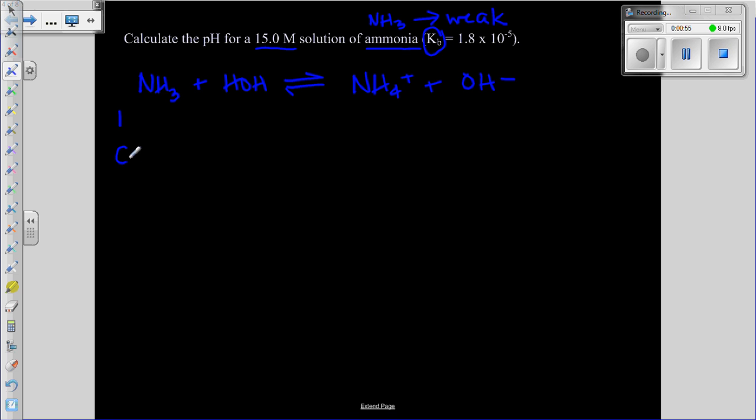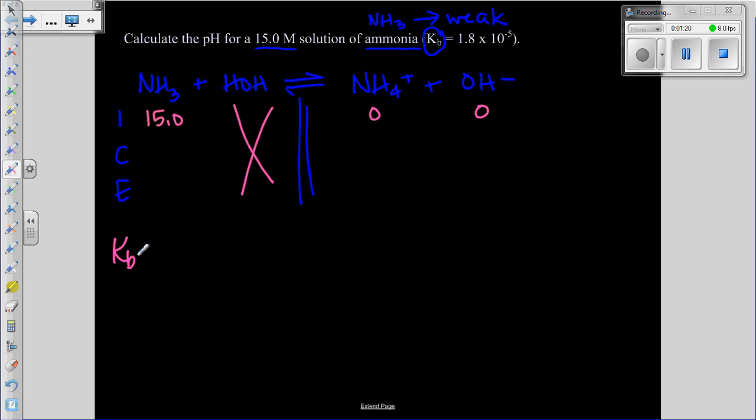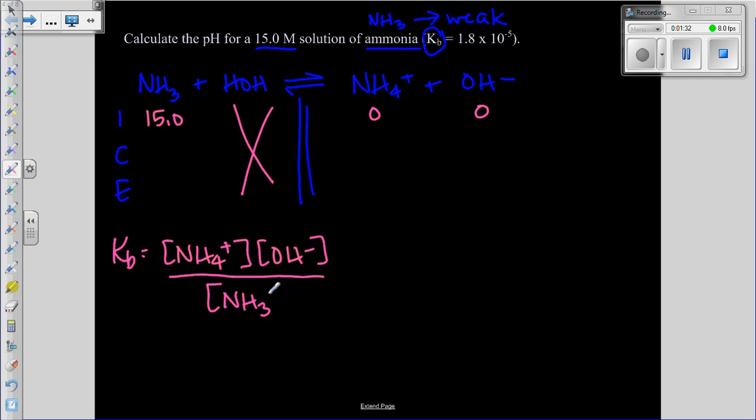So like we did last time, we're going to set up an ICE table, fence under the arrow, and then we are going to include our given, and we're not including water because it's not part of the expression. Ammonium and hydroxide are going to be 0 to start because neither are present, and then because we have a Kb, we can write the equilibrium expression for that. So it's going to be concentration of ammonium times concentration of hydroxide divided by concentration of ammonia, and I'm not including water.